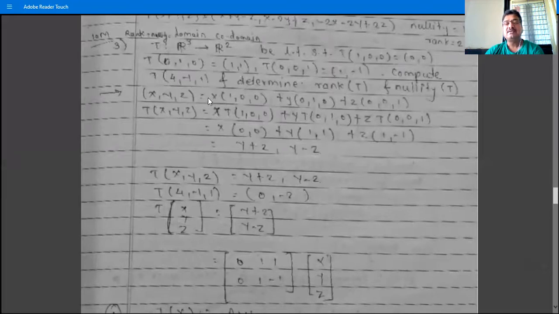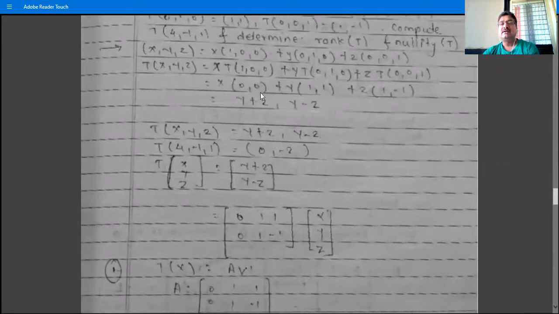So T(x, y, z) equals T of the whole right side, and by using the properties of linear transformation, we have x T(1, 0, 0) + y T(0, 1, 0) + z T(0, 0, 1). T(1, 0, 0) is given as (0, 0), T(0, 1, 0) is (1, 1), and T(0, 0, 1) is (1, -1). Then multiplying by x, y, and z by the definition of scalar multiplication, we have (0, 0), (y, y), (z, -z), and adding, we get (y + z, y - z) as the image of (x, y, z).